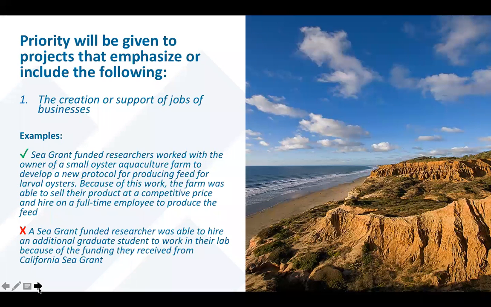And so the next example is one where somebody is hired to fill a position, but it's not because of the work done on the project. So a Sea Grant funded researcher was able to hire an additional graduate student to work in their lab because of the funding they received from California Sea Grant. So this is a direct result of the money that is awarded, and so we can't include that example.